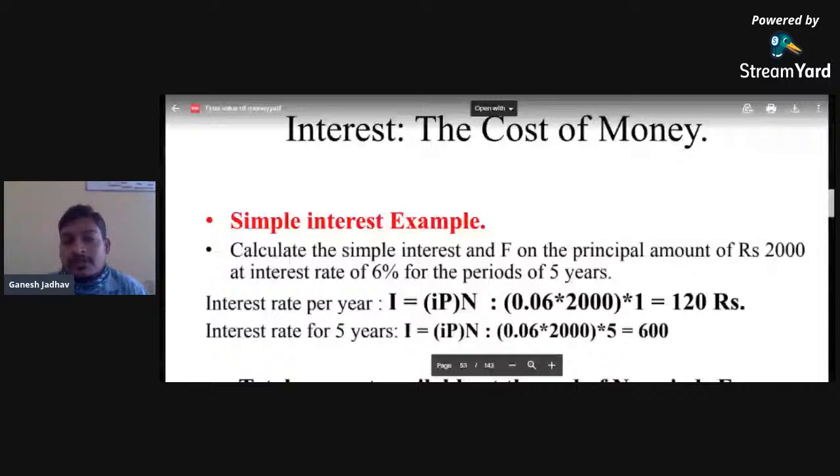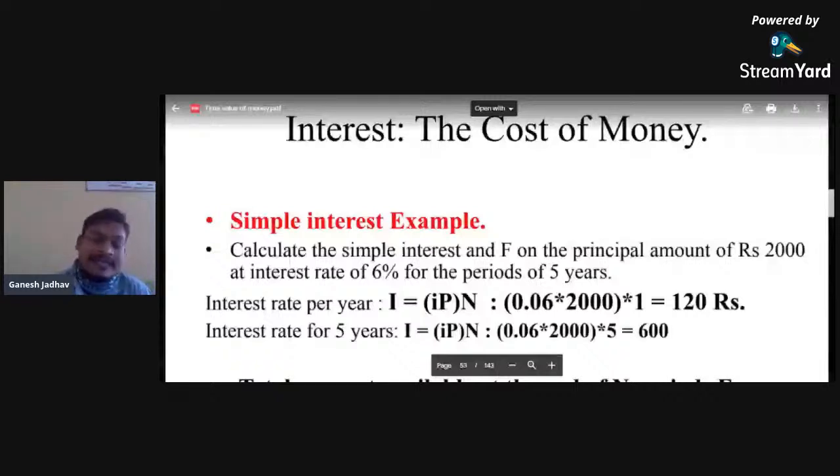So I P, where I is the interest rate and P is your principal amount: 0.06 into 2,000 into 1. Why 1? Because this is for 1 year. So this is 120 rupees. This is the calculation for only 1 year. Then we move toward the 5 year interest.